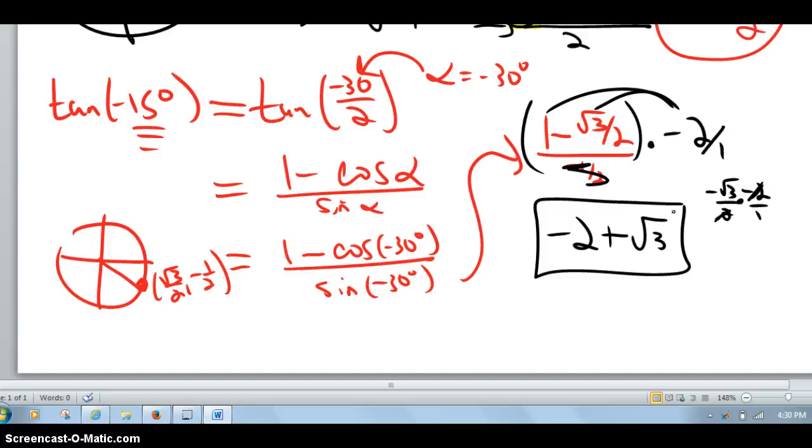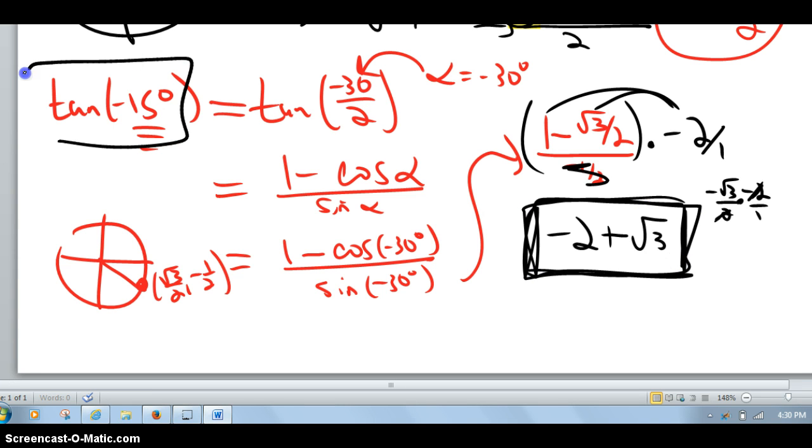Again, if you want to check your answer, you could convert this to a decimal, and you could do this in degrees on your calculator. If the two decimals match, you did it right. If they didn't, you did it wrong.